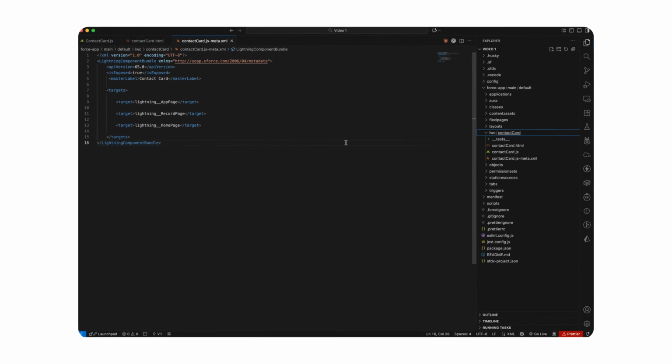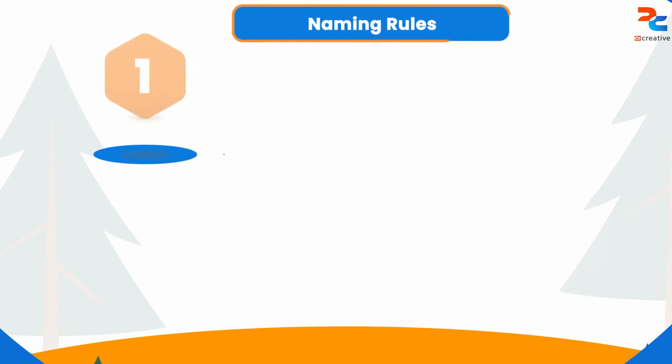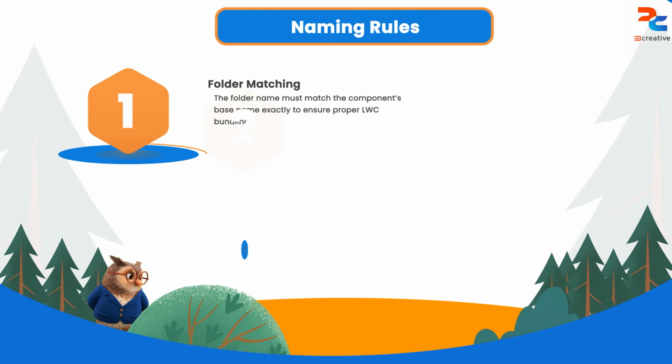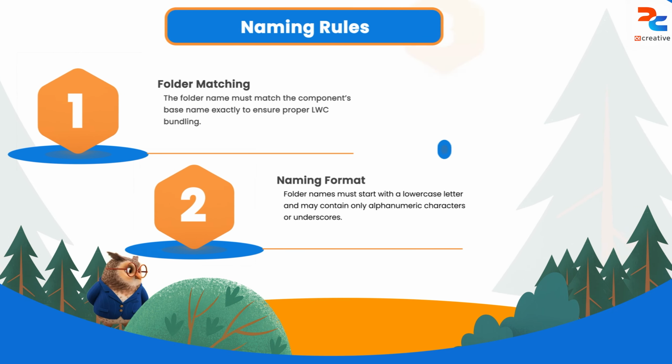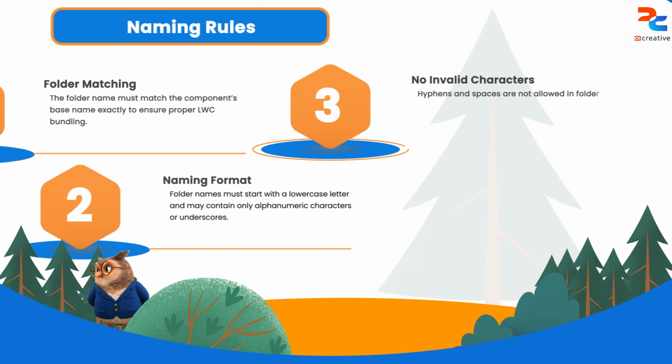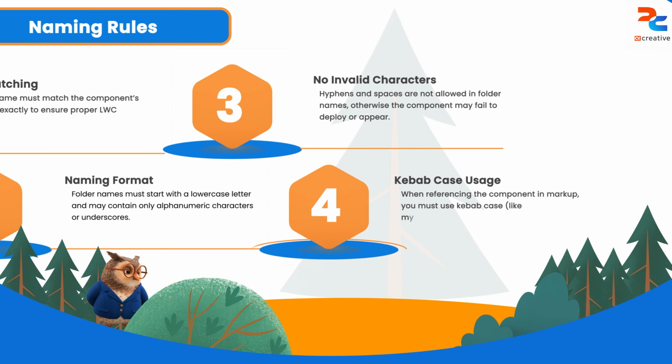Now let's take a look at some naming rules that you will want to follow while creating a custom component. The folder name must match the component base name. Also, the folder name must begin with a lowercase letter. It should only contain alphanumeric characters or underscore. There should be no hyphens and no spaces. When you reference the component in markup, you will use kebab case.